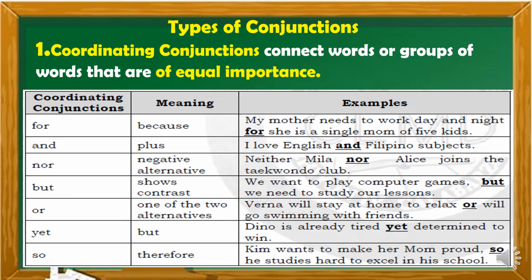Another, we have yet, meaning but. Dino is already tired, yet determined to win. And the last one is so, meaning therefore. Example: Kim wants to make her mom proud, so he studies hard to excel in his school.